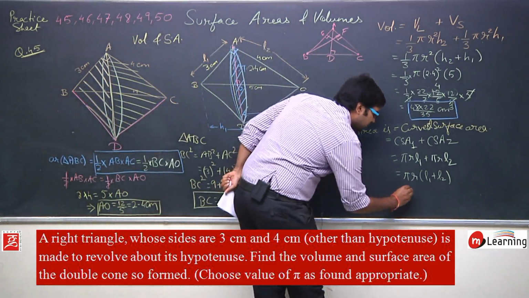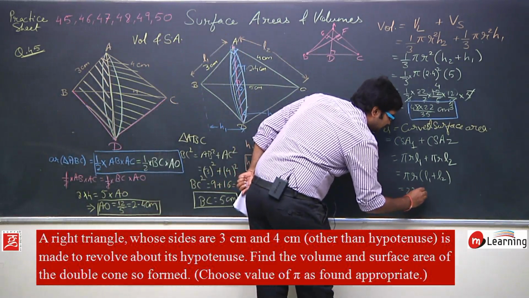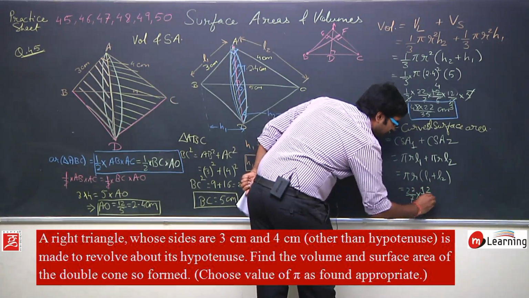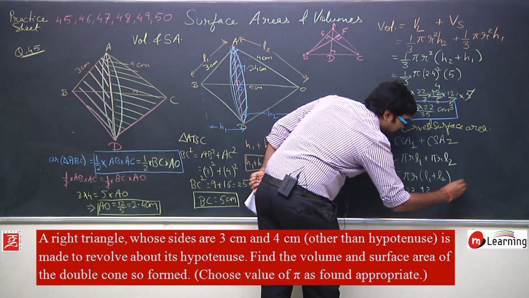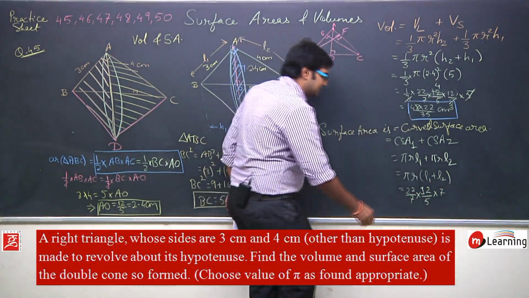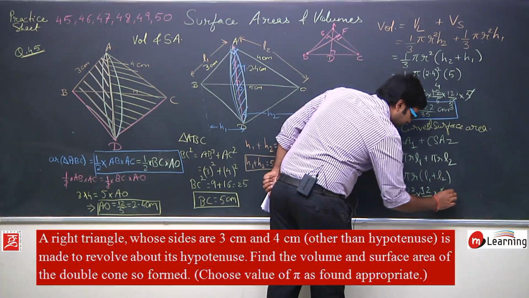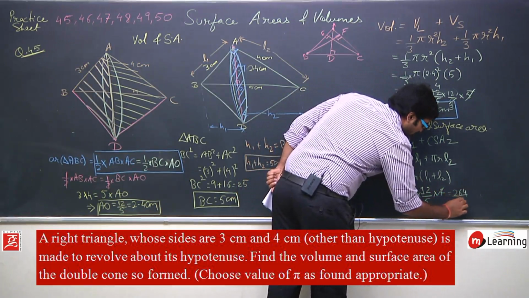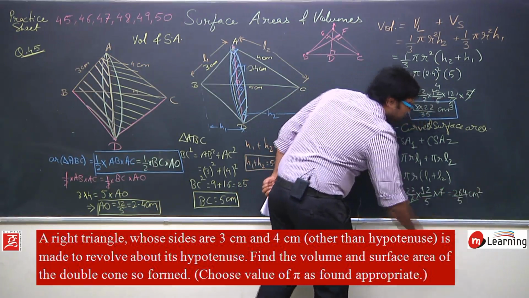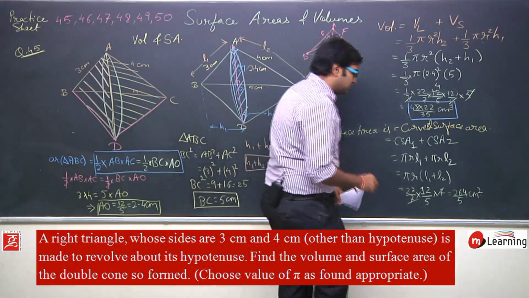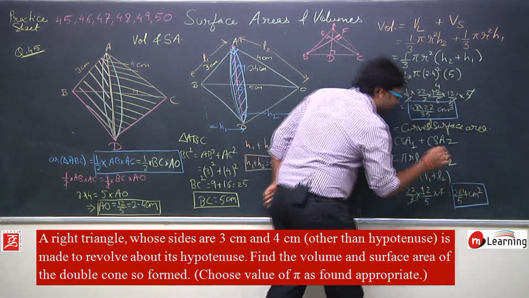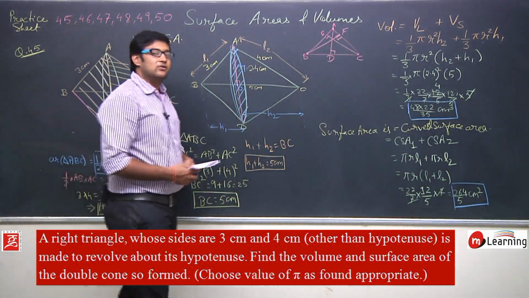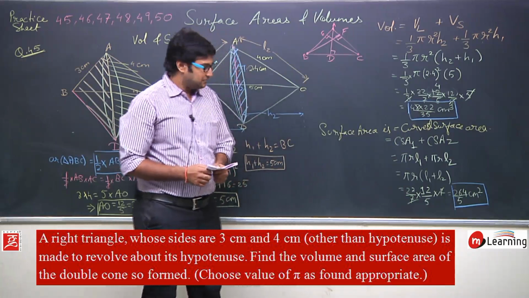So I can write it as 22 upon 7 into radius, which is 12 by 5, or you can write it as 2.4. So let us write it as 12 by 5 into 4 plus 3, which is 7. So ultimately 7 and 7 will get cancelled, and this 2 is 24, so 264 upon 5 centimeter square. So the curved surface area of this figure will become 264 upon 5 centimeter square. Now you can calculate this value yourself. It's a very easy calculation.